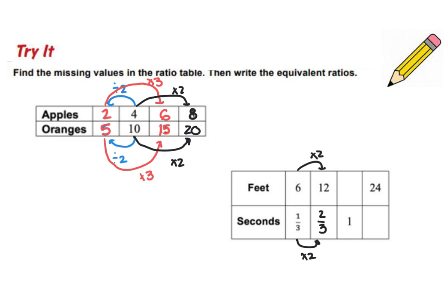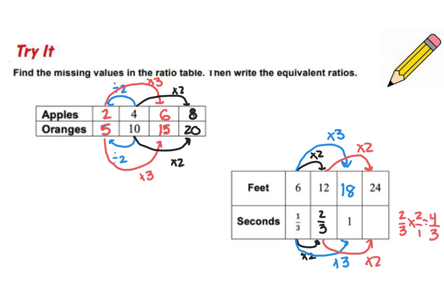I need to find this missing value next. I'm going to do 1/3 times 3 is 1. So 6 times 3 is 18. And then for me, I think the 12 to 24 is going to be an easy one. 12 times 2 is 24. So 2/3 times 2 will give me this last value. So 4/3.